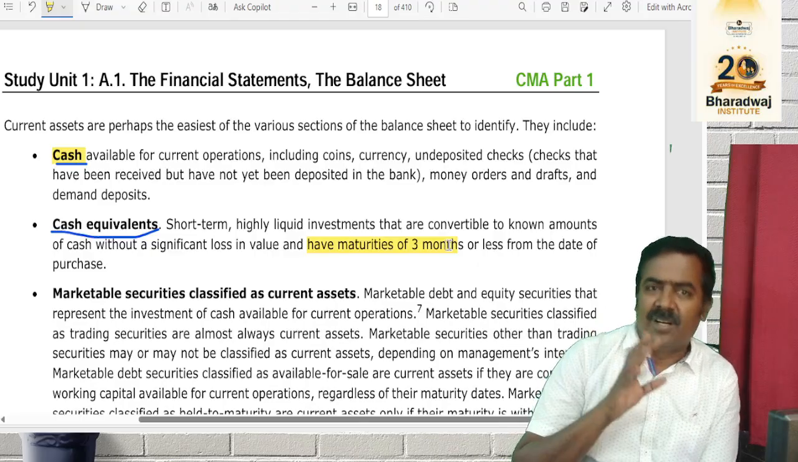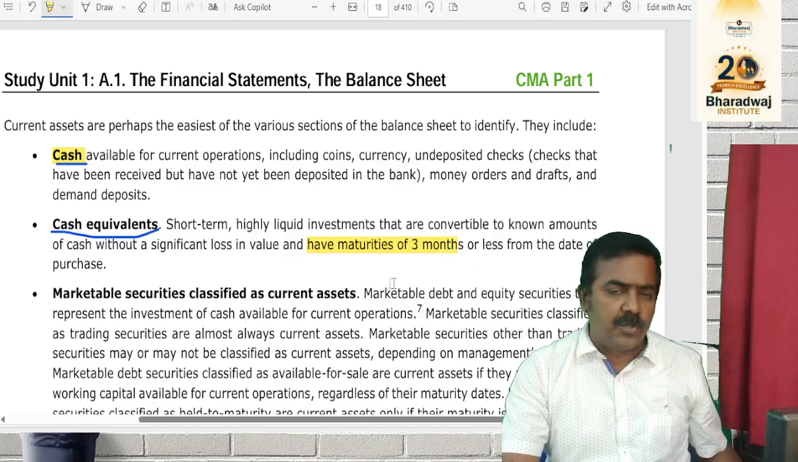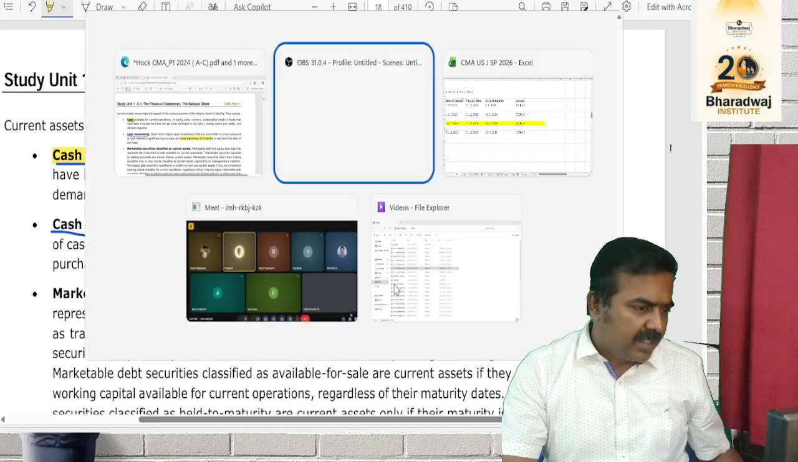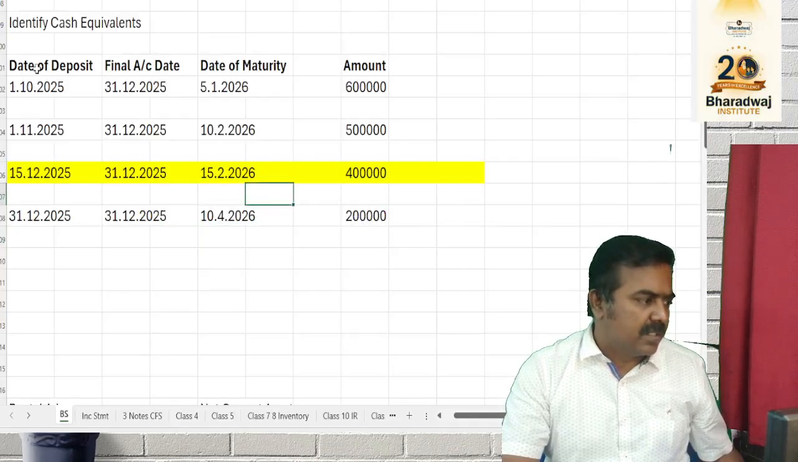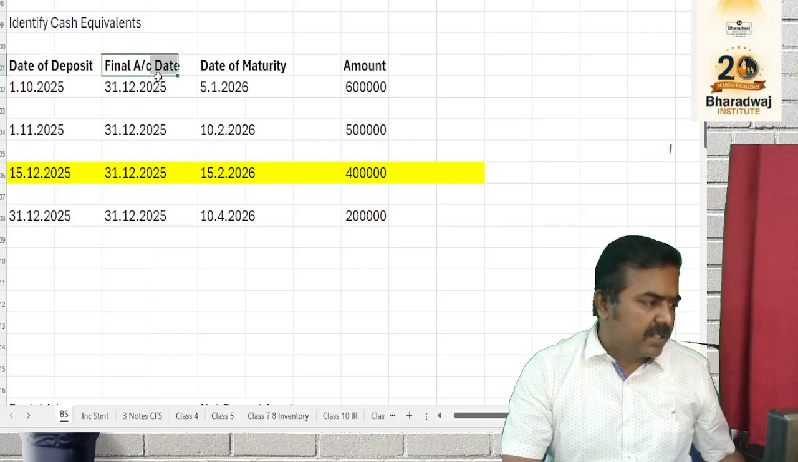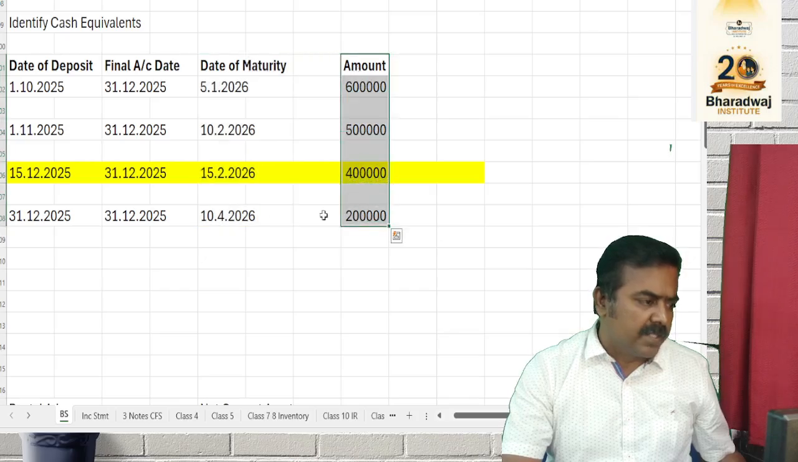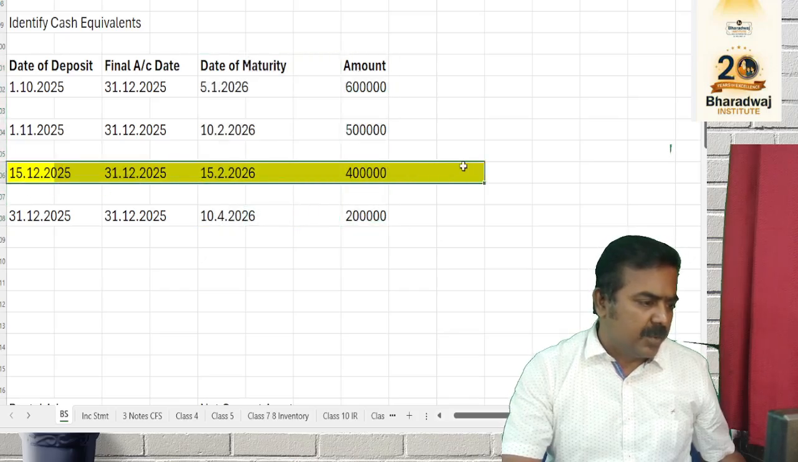Okay. So 3 months or less, it will be called which one? Cash equivalent. Let us come to a question. Look at this question. This is the date of deposit. This is the final accounts date. This is the date of maturity, and this is the amount deposited. Tell me what is a cash equivalent.